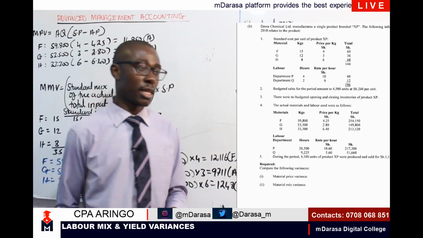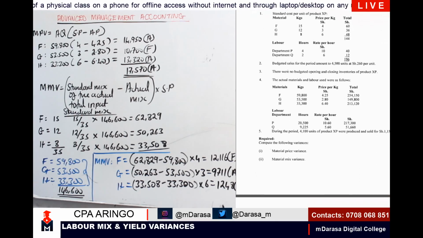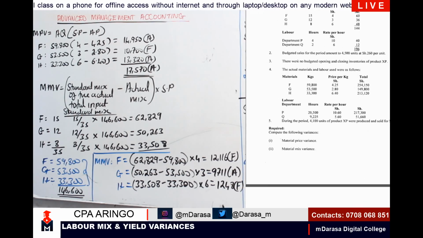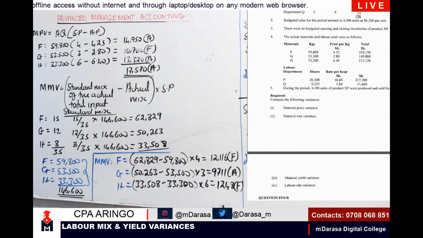Given such questions and the previous knowledge of what we had when we introduced the concept, it will be very easy for us. The third part, the examiner is asking us to determine our material yield variance.